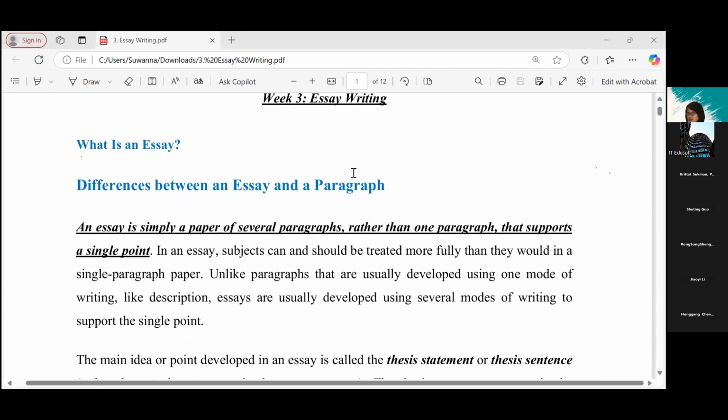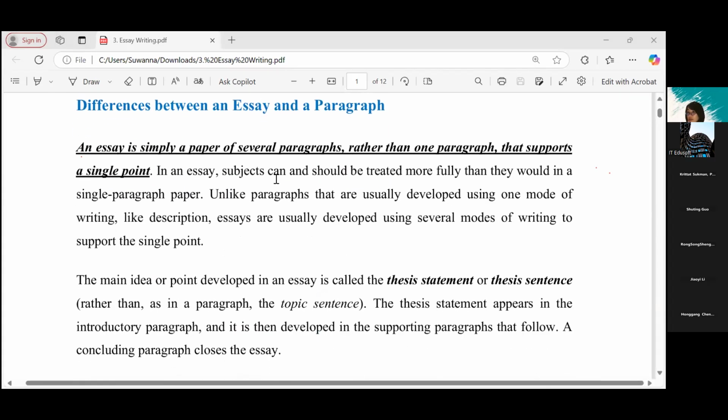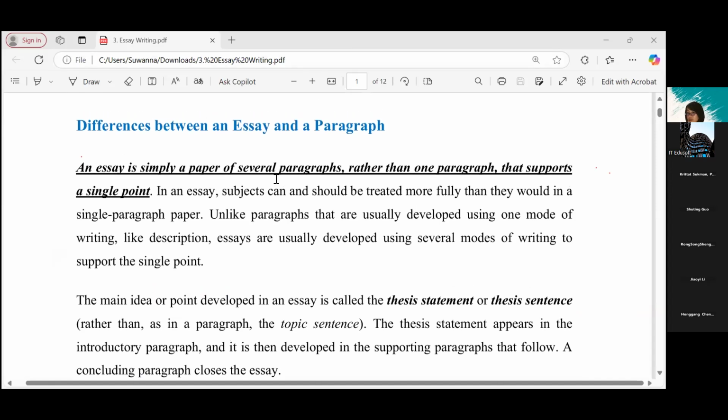Differences between an essay and a paragraph. Let's take a look. I would like to draw your attention to what I underline here. An essay is simply a paper. Do you follow? It's a paper of several paragraphs, rather than one paragraph. As I said, an essay is much bigger, longer. So an essay consists of many paragraphs rather than one paragraph, because if it is just one paragraph, it's not an essay. It's just a paragraph.